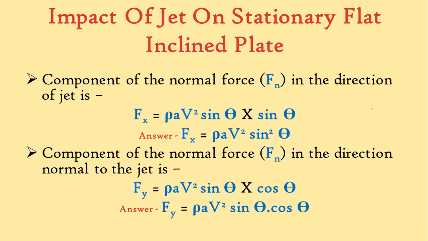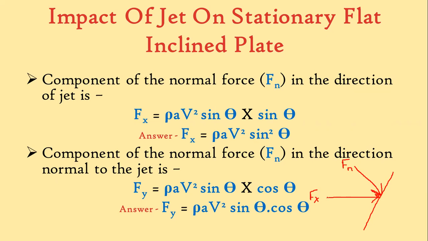So what we have done here is, we importantly had to find Fx, that means the force exerted by the jet on the plate in the direction of the jet. But as this jet is meeting the plate in an inclined position, we cannot directly find its force. For that, first we have to find the normal force acting on this plate, that is Fn.